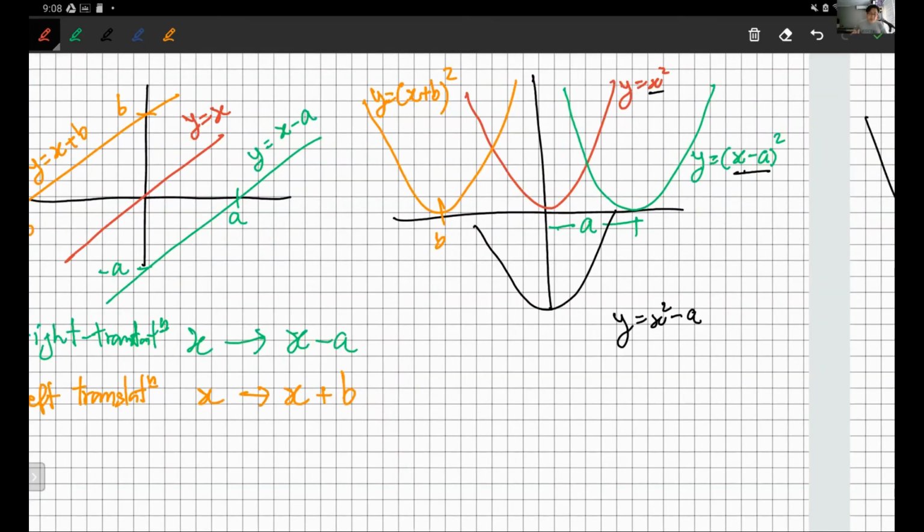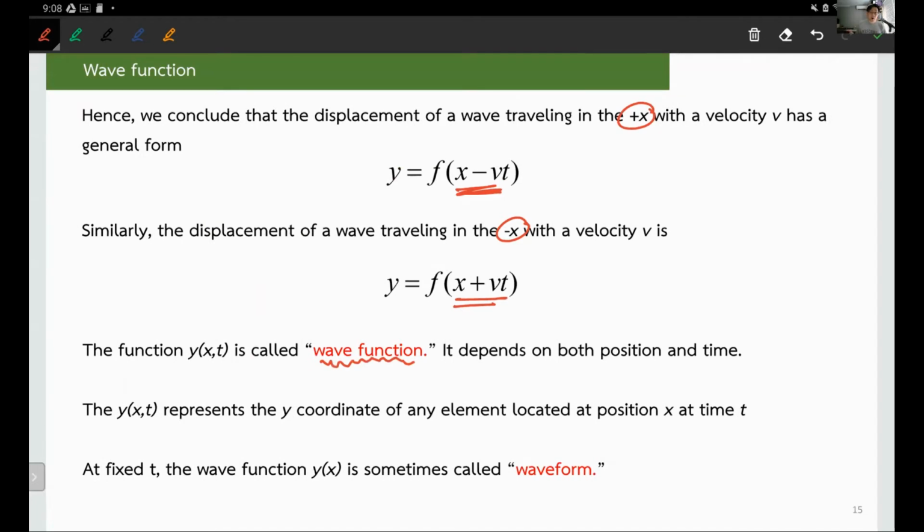And every time you freeze the time, or you pick the time that you want to draw the wave, you are generating a waveform. It's the form of the wave. Now you want to see, what is the shape of the wave? Just take a picture of it. That is a function of x alone. You eliminate the time variable and you generate a waveform. Okay, sounds cool?